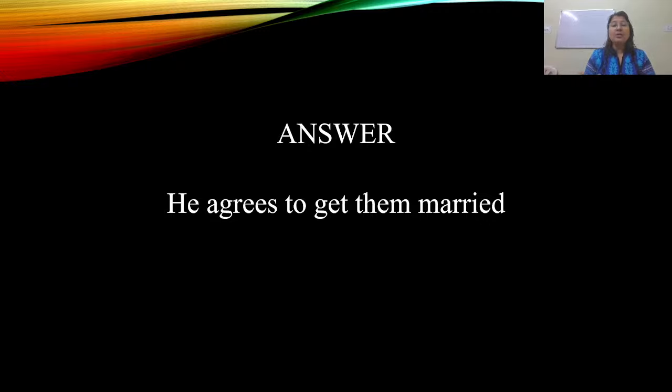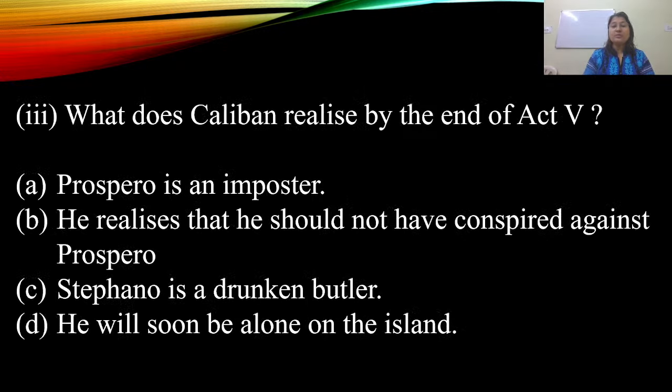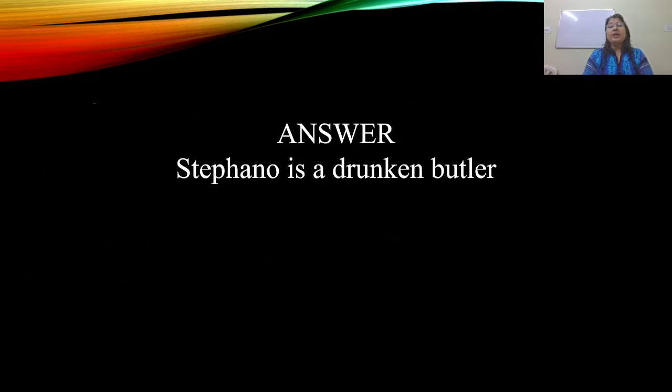Let's see the answer. The answer is he agrees to get them married. What does Caliban realize by the end of Act 5? Prospero is an impostor, he realizes that he should not have conspired against him, Stefano is a drunken butler, or he will soon be alone on the island. So the answer is he realizes that Stefano is a drunken butler.